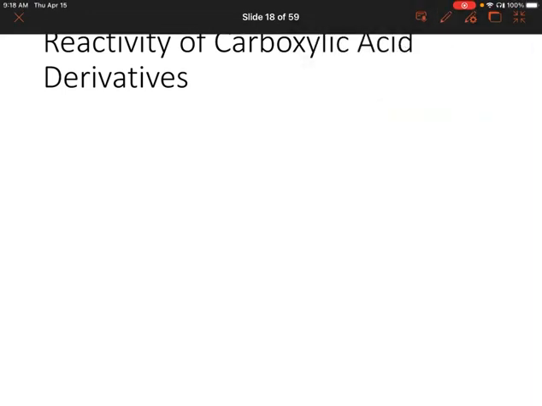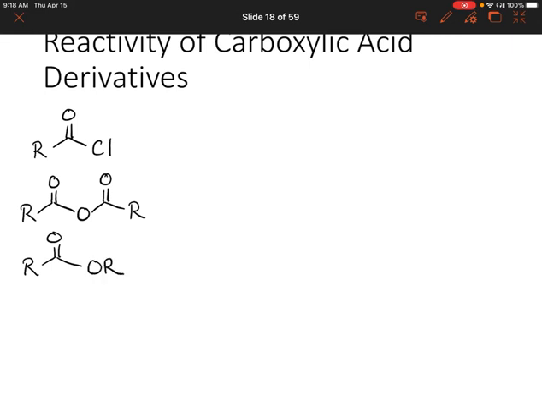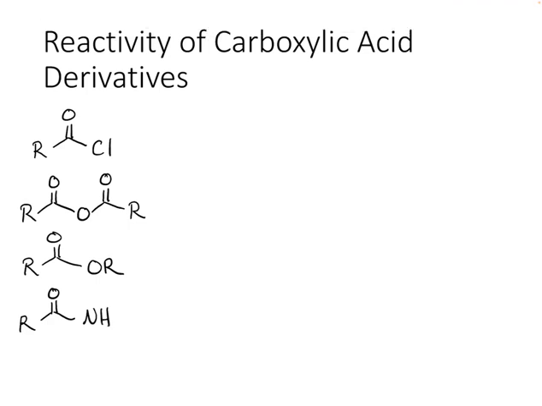So let's start with our acyl halide, and we'll just draw a chlorine there for the halide. Then we're going to draw the anhydride functional group, followed by an ester, and last but not least, an amide. And we could also put nitriles below that too, but we'll just list these four.